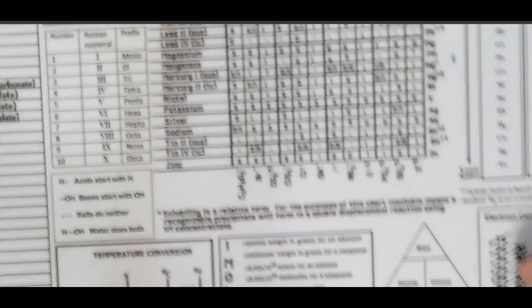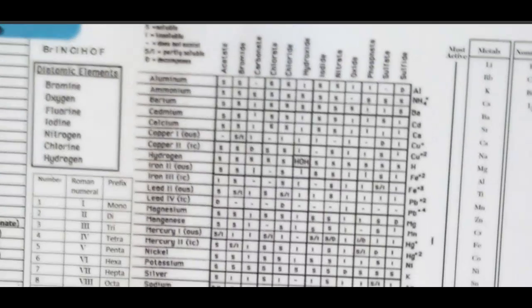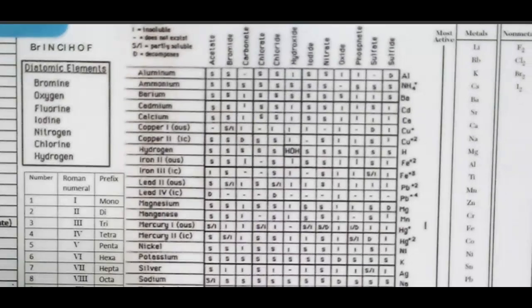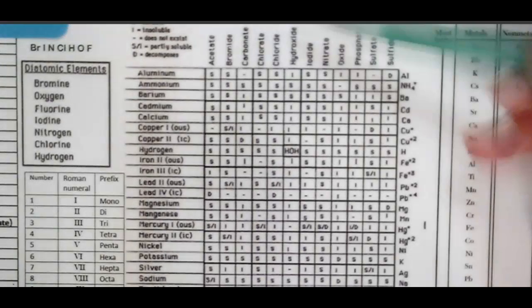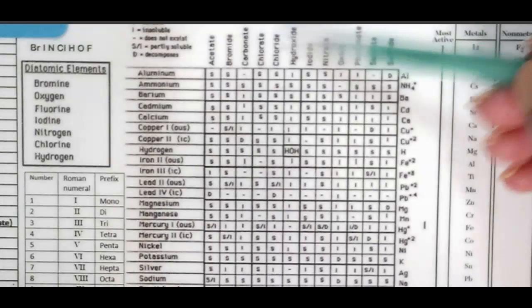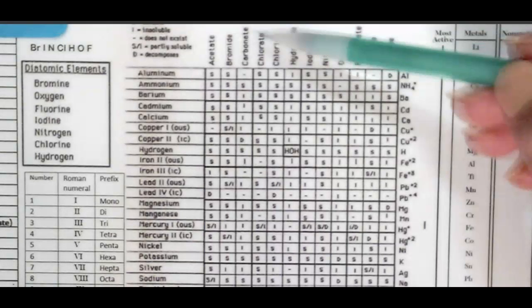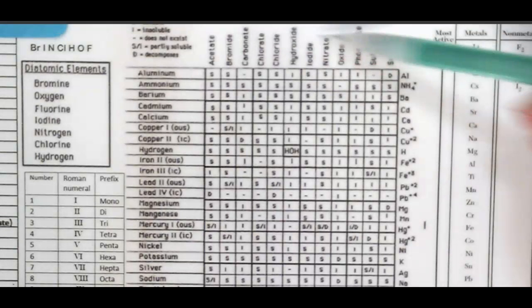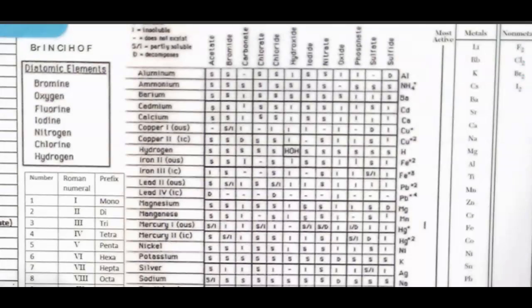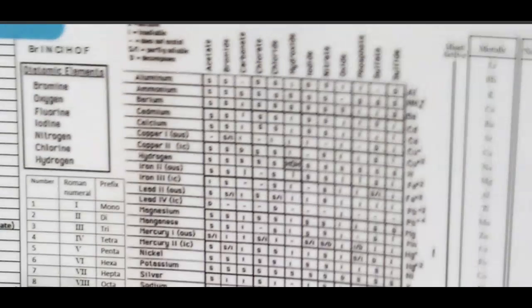So silver chromate. Let's see if that one is even on here. Oops. Slide that down so we can see it. So silver is going to be right down there at the bottom. But let's see. Chromate. I don't remember if it's on here or not. It is not on there. So one of the things that we would need to do would be to look that up. Let's go ahead and go to the next one, which is acetate.